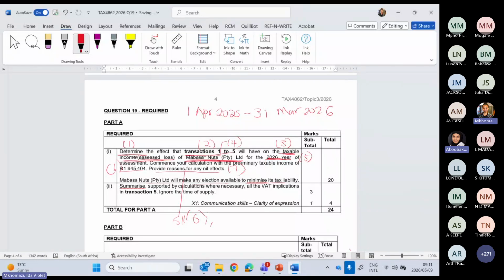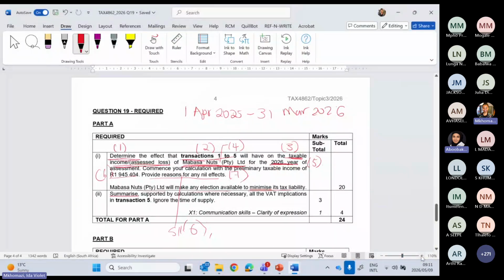Sorry, Ida, to interrupt you. There's a request to zoom in a little bit on the question. Yeah, just to zoom in a little bit, if possible. Let me know if it's better.